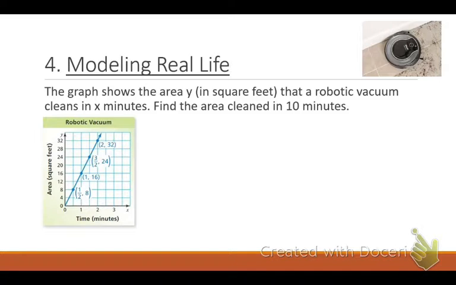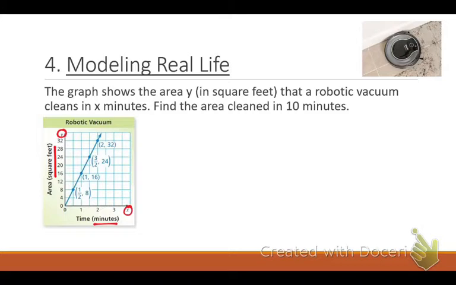We can see that it says the area of y, so take your red pen, circle that y, and what does it tell us that the y is representing? The square feet, okay, that it's covering. What does the x represent, class? The minutes, the time that it takes for that Roomba or that Shark vacuum to clean the house.